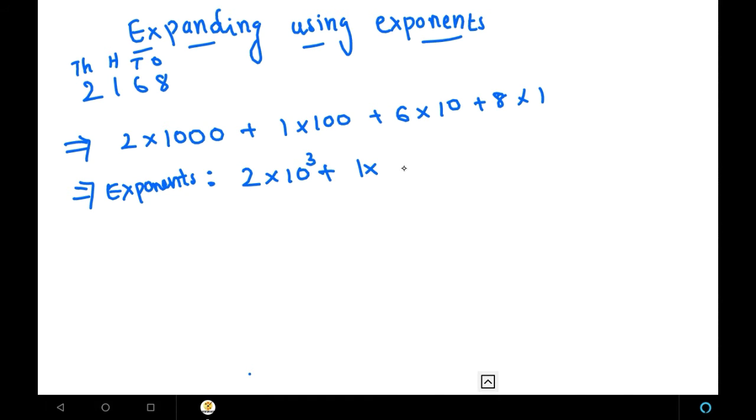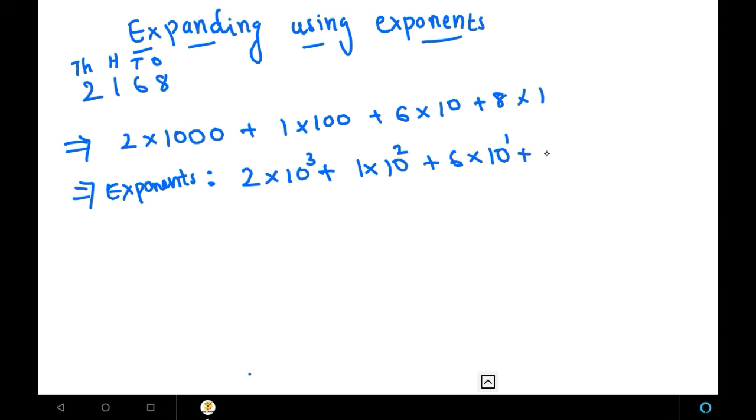Plus 1 into 100. 100 means there are 2 zeros, so we take base as 10 and power 2. Next, 6 into 10. 10 has only 1 zero, so just write 10 power 1. We also know that 10 power 3 is 1000, 10 power 2 is 100, 10 power 1 is 10. So in this way we write these in short form using base 10. That is how expanding form using exponents and powers works.